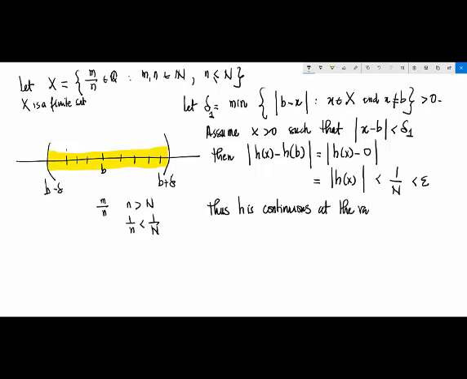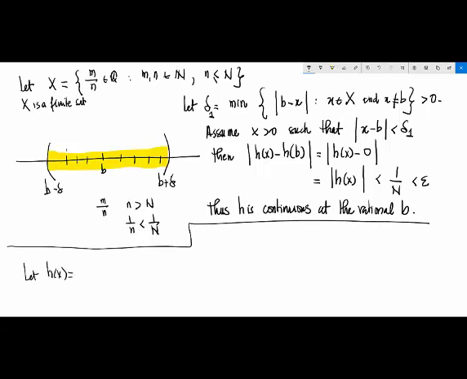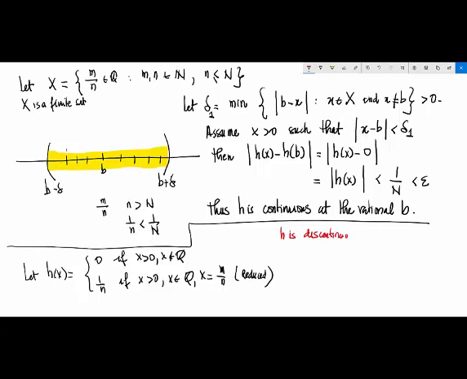at the rational b. So to summarize, what we have done so far is the following: if we let h of x be the function which is 0 if x is positive and x is not a rational number, and which is 1 over n if x is positive and x is a rational number equal to m over n in reduced form, then h is discontinuous at every rational number, but it is continuous at all irrational numbers.